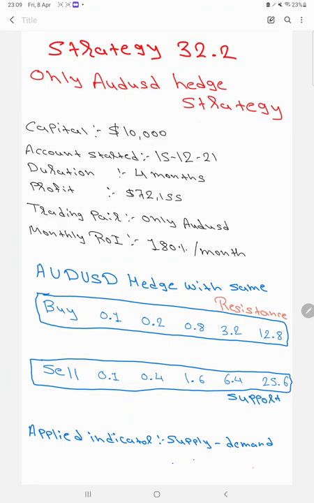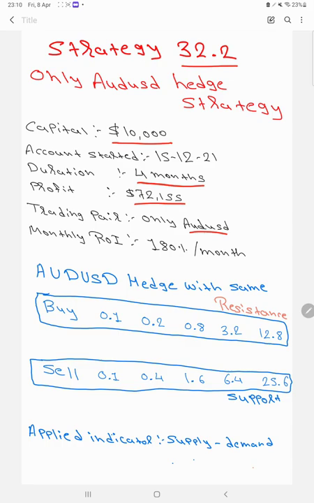So you can see the strategy 32.2, Only AUDUSD Hedge Strategy. The initial capital is $10,000 for this strategy, and the account is started on 15th of December 2021. From 16th of December we initiated the trading, and the total duration is 4 months. So far we have achieved a $72,155 of profit, and we are only focused with the AUDUSD trading.